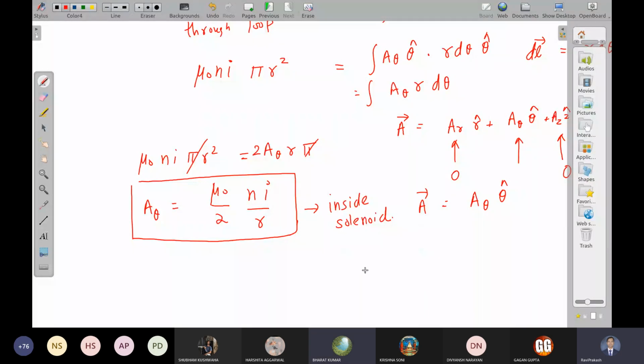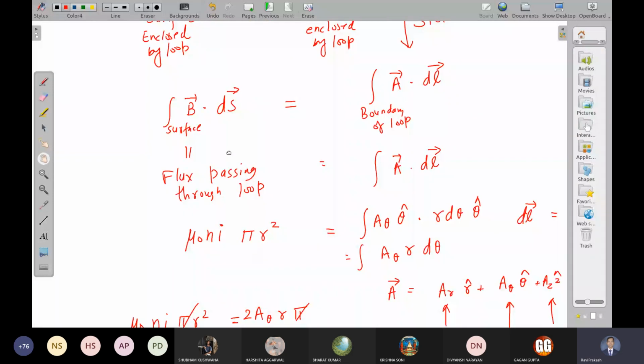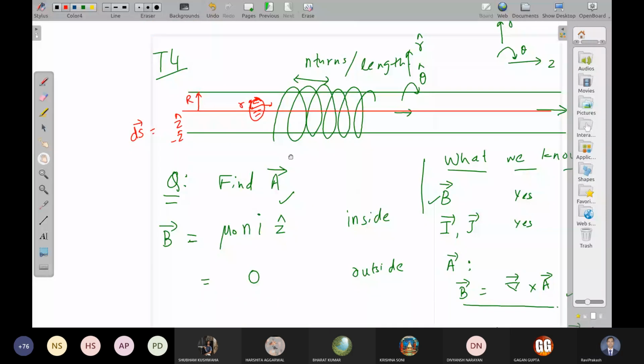Why, sir? Because magnetic field is 0. No? Don't be in so much hurry. So how do we calculate outside? Same technique, but now we will make this loop. Now this is the radius, right? How much is the flux passing through this loop? कितना flux pass हो रहा है इस loop से? B times pi r square, r capital.